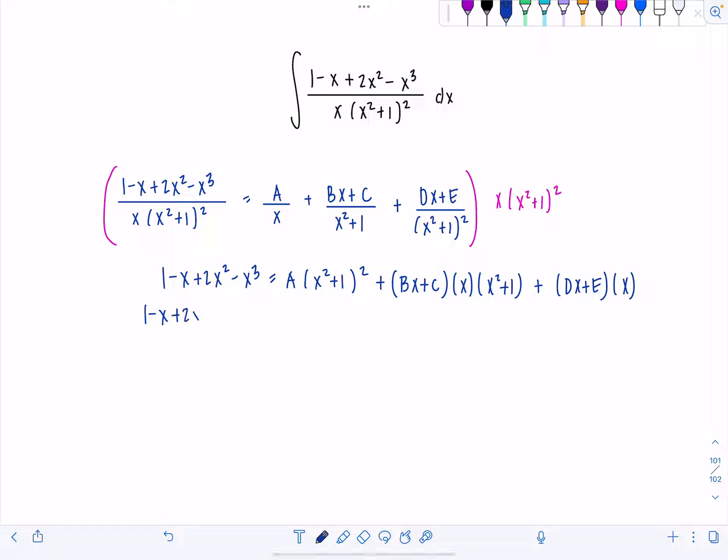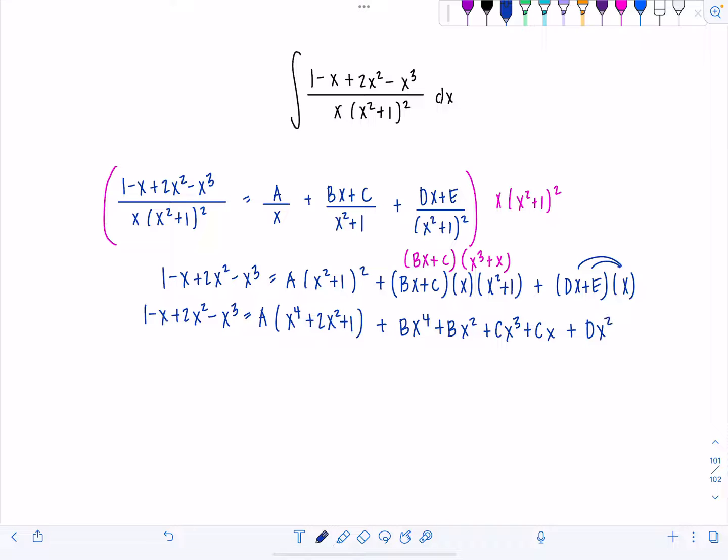So 1 minus x plus 2x squared minus x cubed equals A times, now be careful, I'm going to multiply out (x squared plus 1) quantity squared. It's going to be x to the 4th plus 2x squared plus 1, right? And then this is (Bx plus C) times (x cubed plus x). Then I FOIL all of that: Bx to the 4th plus Bx squared plus Cx cubed plus Cx, plus, and then this just distributes, Dx squared plus Ex.